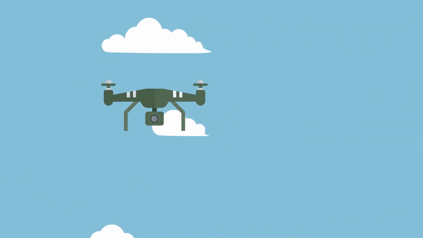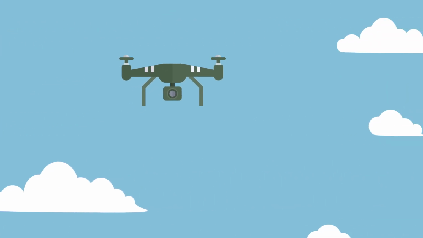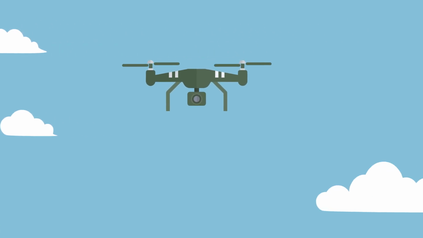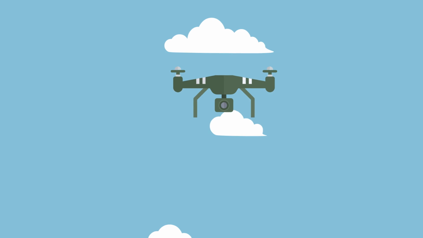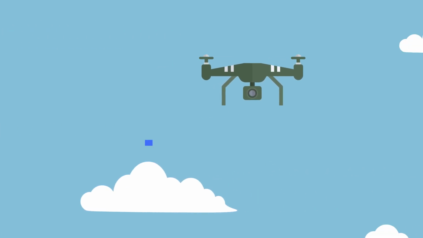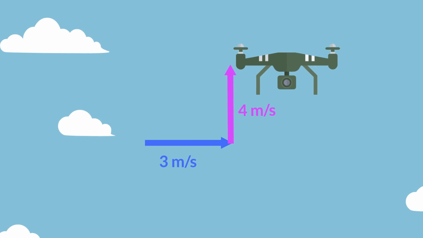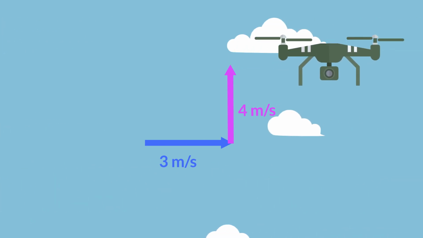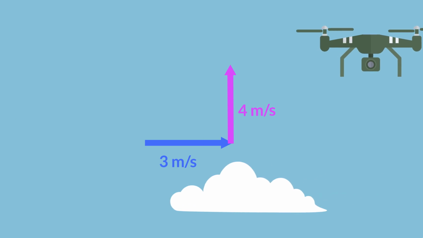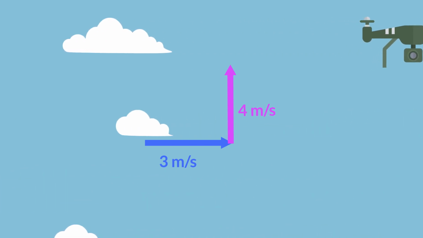Example 3. Scaling in 2 dimensions, advanced. Now imagine you're flying a drone. Its velocity is a combination of movements. 3 meters per second east and 4 meters per second north. You decide to increase its speed by 1.5 times. What's the drone's new velocity?